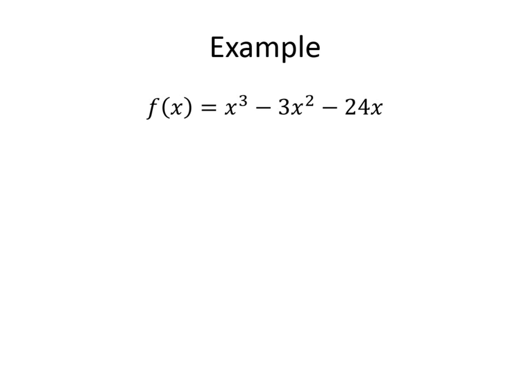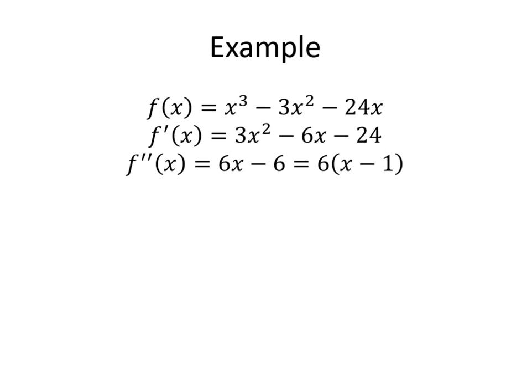So go ahead and take the first derivative here. We get 3x squared minus 6x minus 24. We'll take the second derivative. We get 6x minus 6, and we notice that the 6 nicely factors out so that I get 6 times (x minus 1), which makes it really easy to conclude that the second derivative is equal to 0 when x equals 1. Now for this example, I'm going to also determine the convexity and concavity.